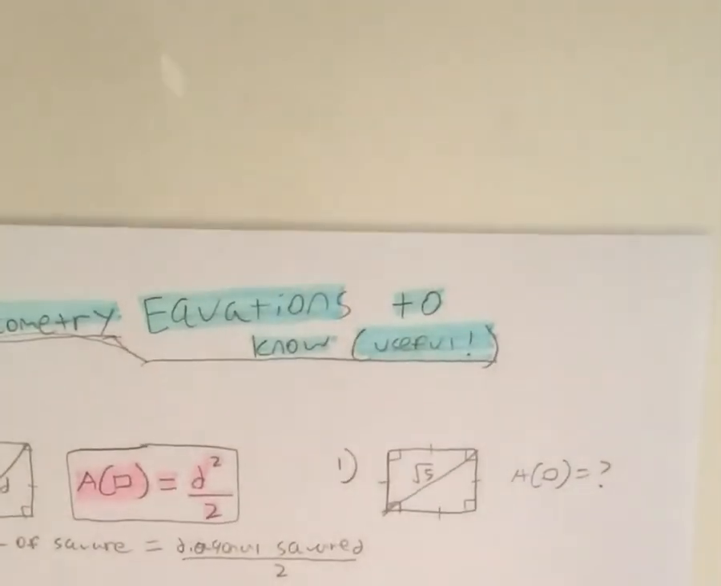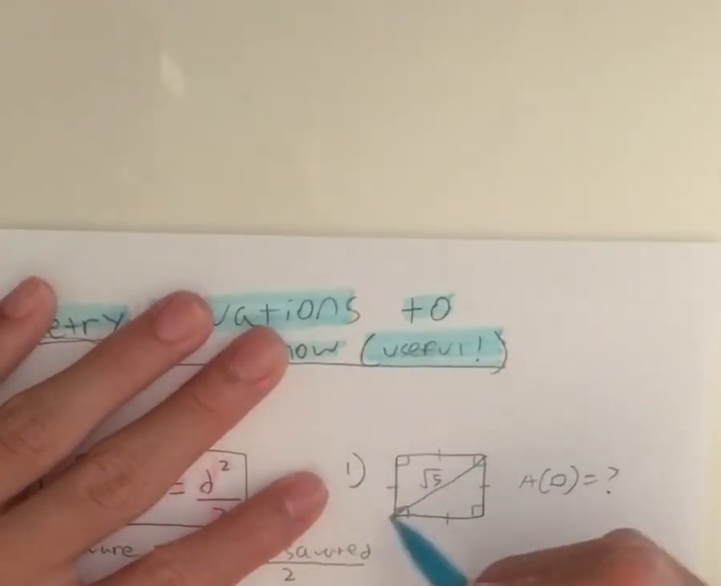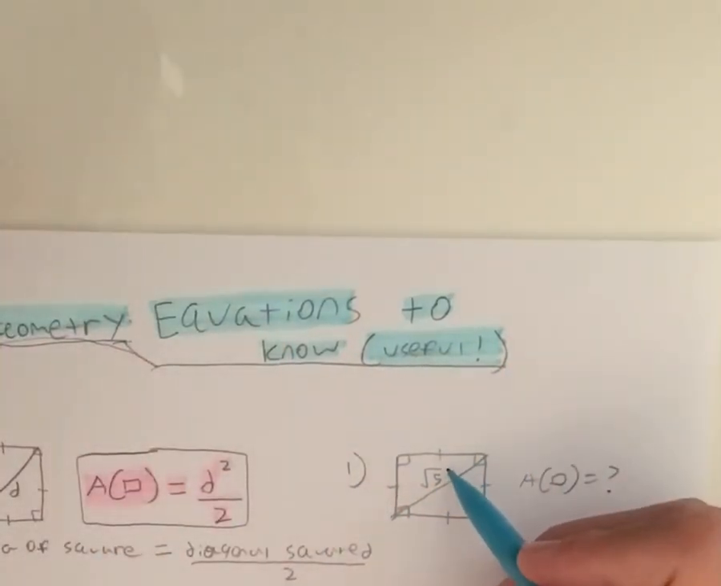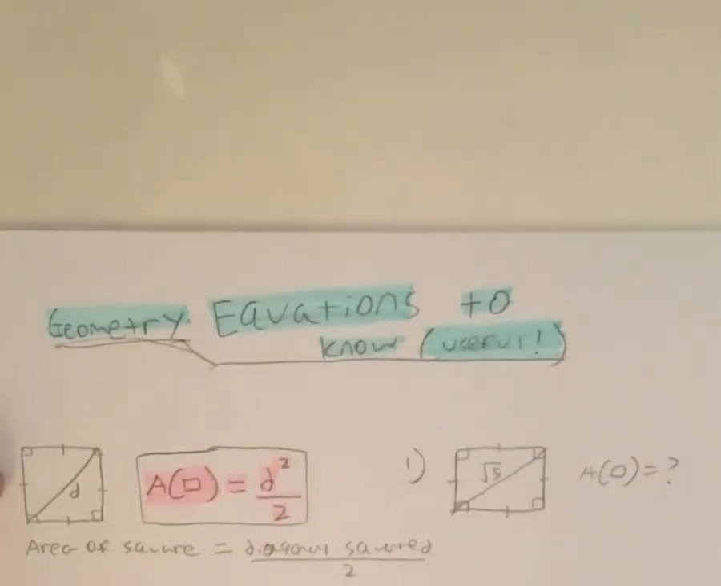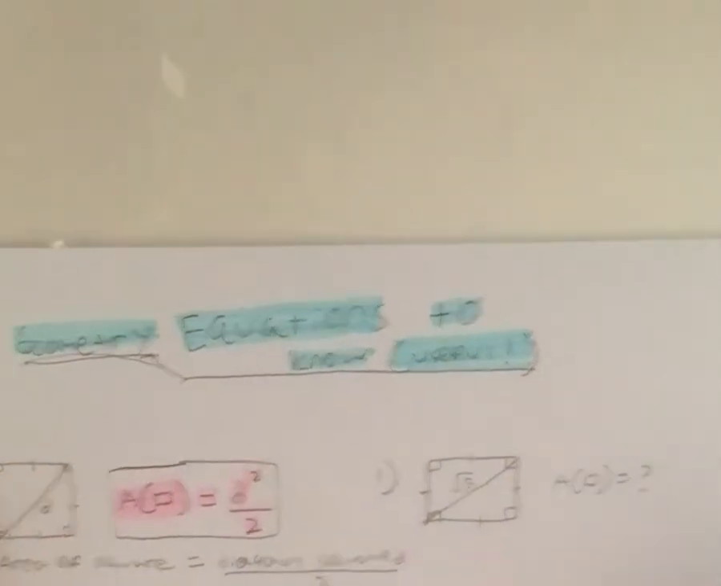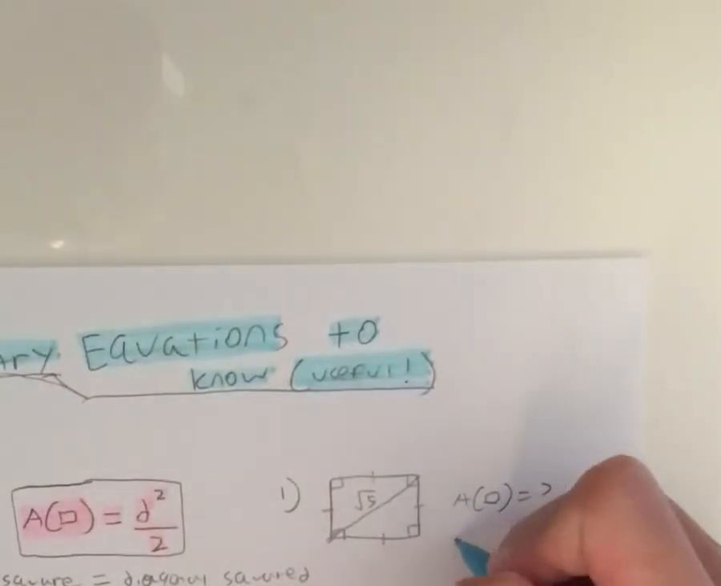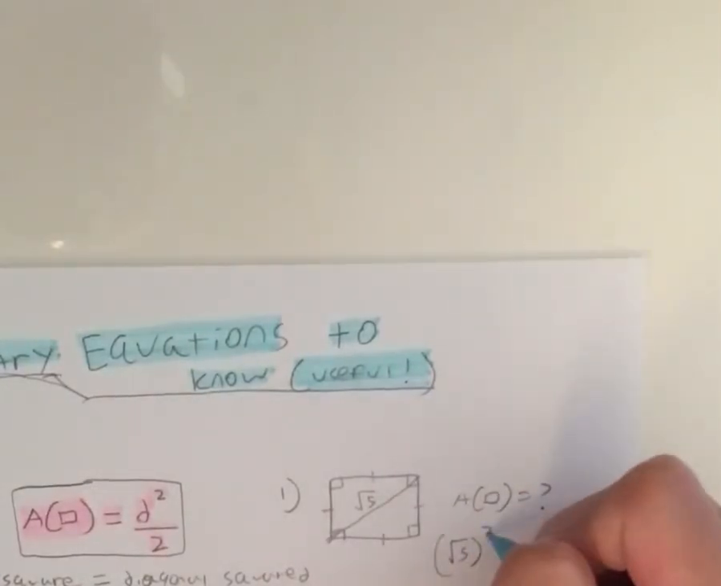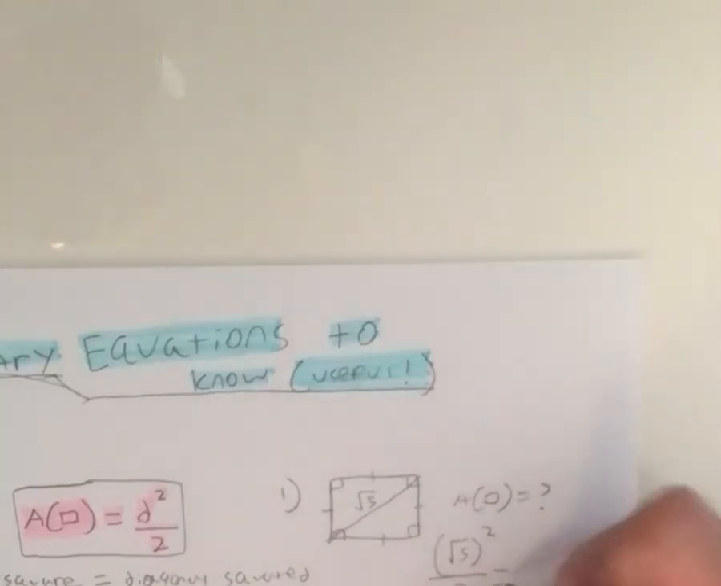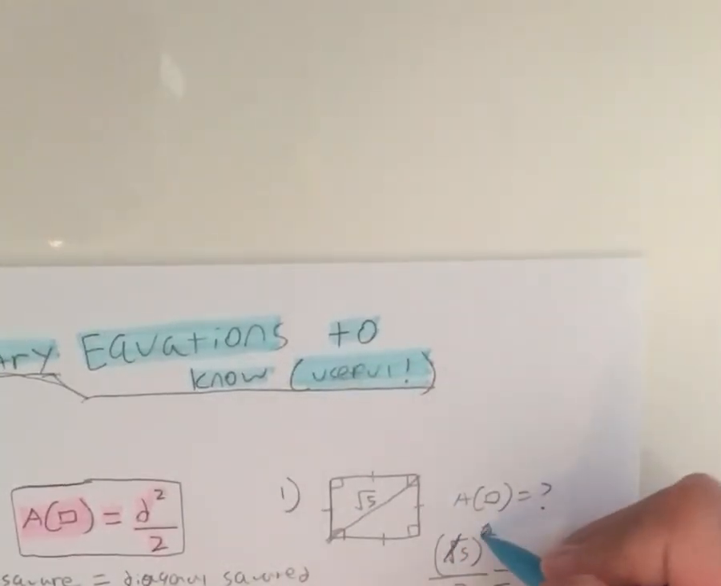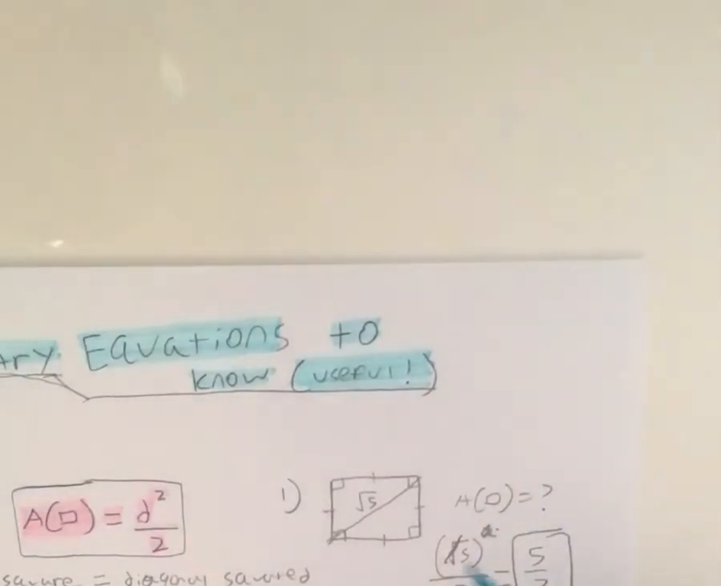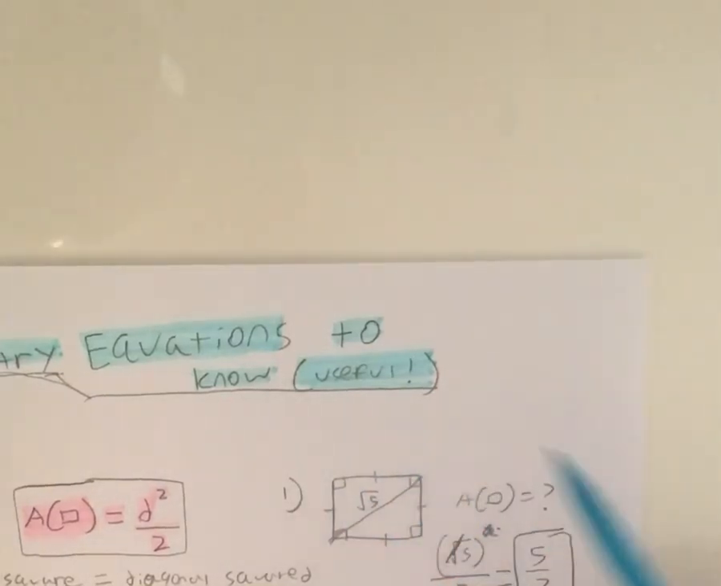So let's look at the first example. We have this square right here, and the diagonal is equal to root 5. So what formula are we going to use? We're going to use diagonal squared over 2 to find the area. So that's going to be root 5 squared over 2, which can be simplified: the root and the square cancel out, giving you 5 over 2 as the area of your square. So boom, it's that easy, right? It takes 3 seconds, and you can find the area of a square without finding the length of each individual side and finding x squared.